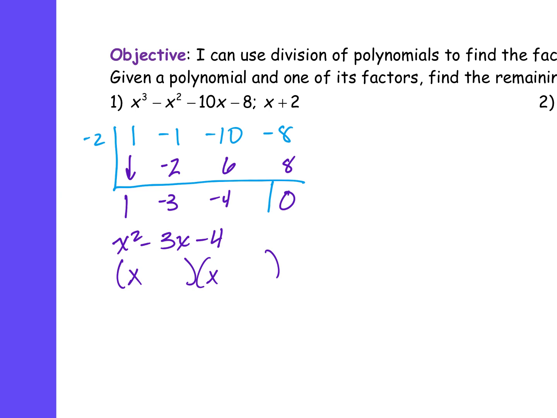It has to multiply to -4 and add up to -3. So it's -4 and 1. -4 plus 1. Very good. So my factors of this are x minus 4, x plus 1, and x plus 2.